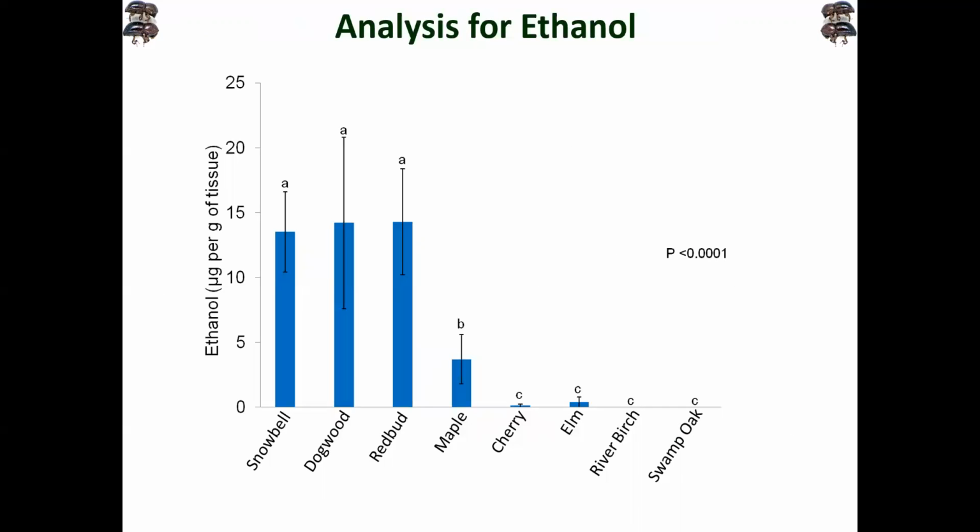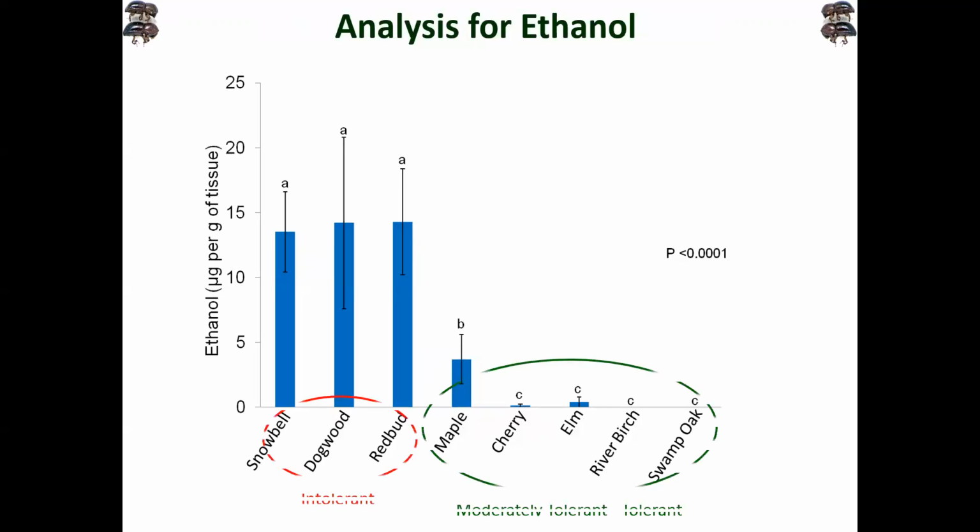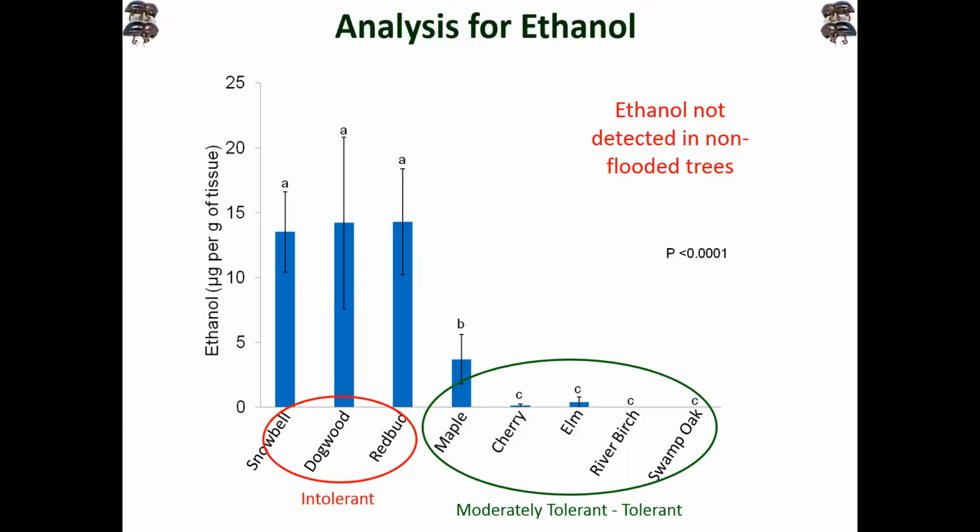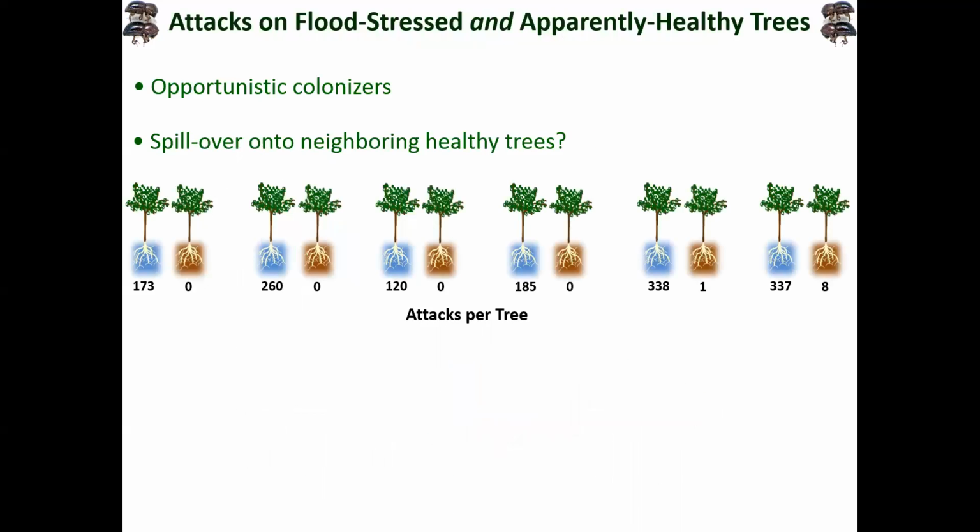When we analyzed those trees for ethanol after 3 days, in fact, we found that there were higher levels of ethanol associated with the intolerant species compared to the tolerant species. So again, beetles were very efficiently locating trees that were physiologically stressed and emitting the highest concentrations of ethanol. And ethanol was not detected in the non-flooded trees.